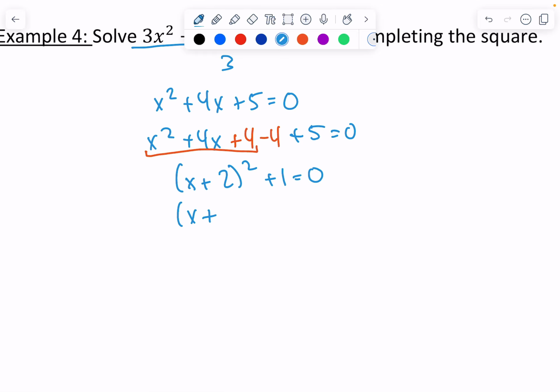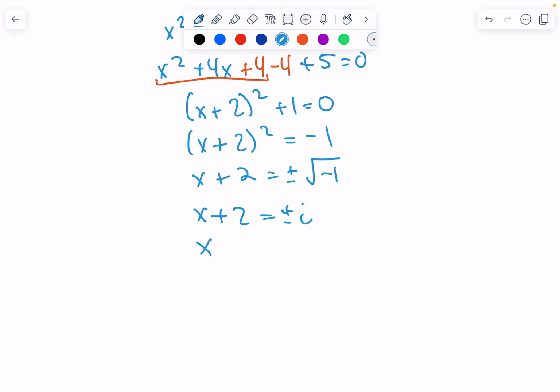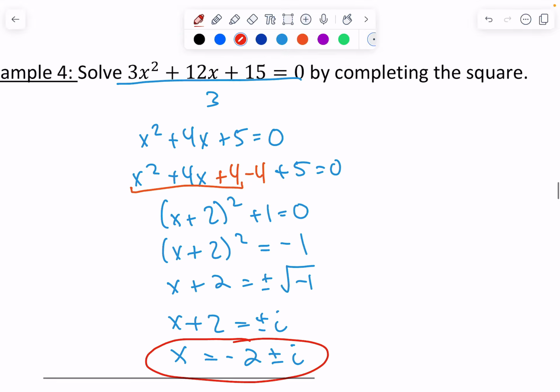So subtract 1 on both sides, square root both sides, add the plus or minus. Now remember, the square root of negative 1 is, you got it, it's i. So we have plus or minus i. And then x equals negative 2 plus or minus i. That's our final answer. So again, this problem here, I couldn't have solved it by factoring.